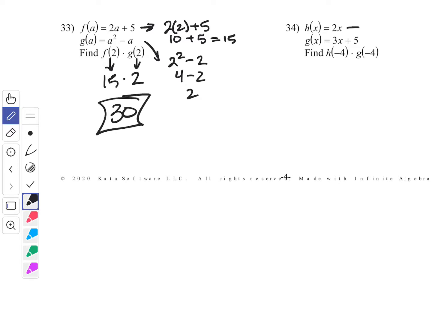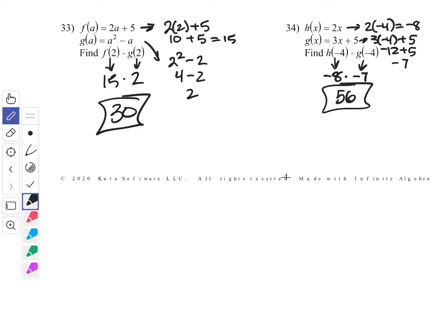And finally, 2 times negative 4 gives us negative 8 for h of negative 4. Then 3 times negative 4 plus 5 gives us negative 12 plus 5, which is negative 7. So G of negative 4 is negative 7. Negative 8 times negative 7 is a positive 56. Okay, so there's how we evaluate, combine those functions for multiplication, or add, subtract, and multiplication. Alrighty?